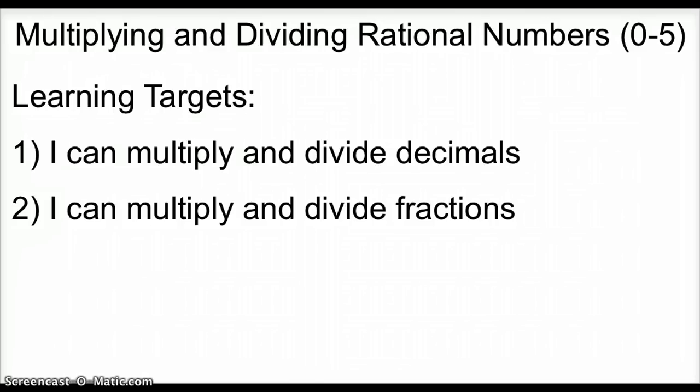This is from section 0-5, and we have two learning targets today as well. The first one is I can multiply and divide decimals, and the second one is I can multiply and divide fractions. So again, we want to be comfortable multiplying and dividing decimals and multiplying and dividing fractions. Particularly what we're looking at here is what happens when we have some negative signs involved, and is the result going to be positive or negative. And there's some things we can tell right away just from looking at how a problem is set up.